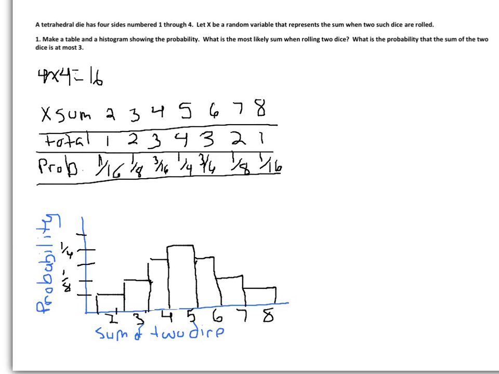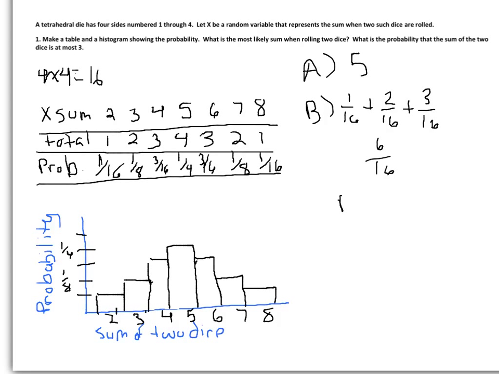It says, what is the most likely sum when rolling 2 dice? Well, part A, what is the most likely sum? 5, because it had the highest probability. Then part B, what is the probability that the sum of dice is at most 3? Well, you would have 1/16 plus 1/8, but that's 2/16 plus 3/16. So that would be 6/16. So the probability would equal 3/8. Okay?